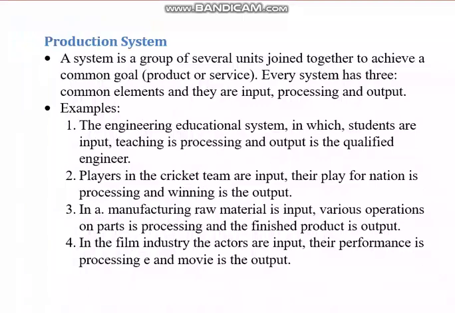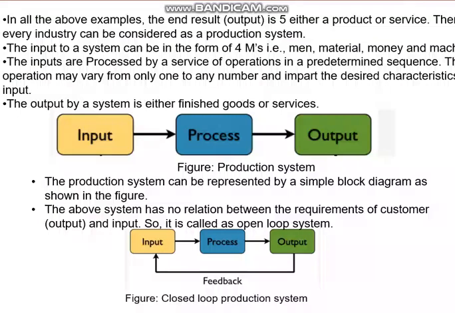Next, let us come to the production system. A system is a group of several units joined together to achieve a common goal. In this case, we are either producing a product or a service. Every system has three common elements: input, processing, and output. Shall I show you one figure? This is the production system. There are certain inputs, there is a process, there is an output.